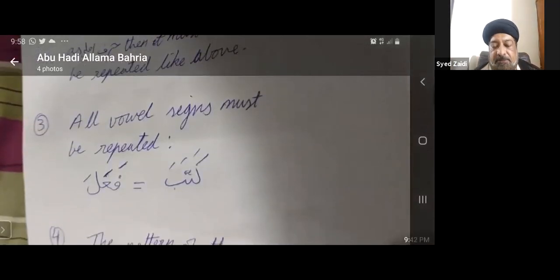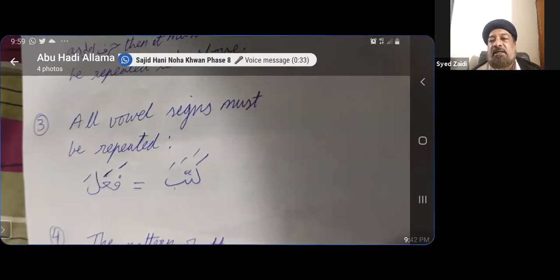In the third example, we're talking about the vowel signs, like zabar, zer, pesh in Urdu, fath, dam, and kasra in Arabic. Now, as you can see, kataba: kaf has zabar, ta has zabar, and ba has zabar. So this formula tells you that once you measure it on the word scale, the same pattern is repeated.